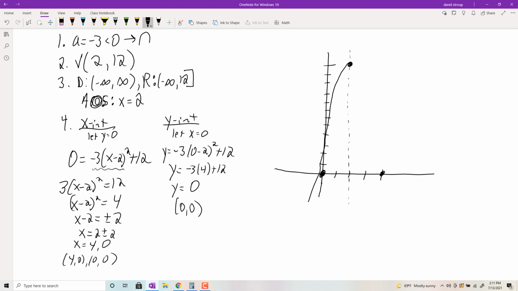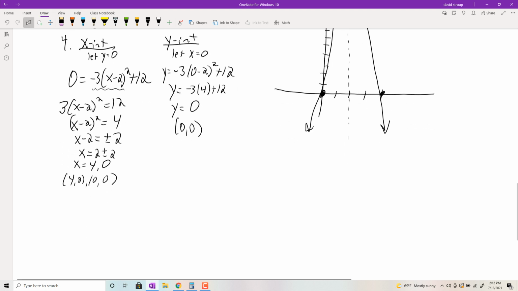Whoa, that was a nightmare. I didn't mean to do that. Let's try that again. I'm trying to make it as symmetric as possible. It's just not working. Let's move on. Let's try another one.